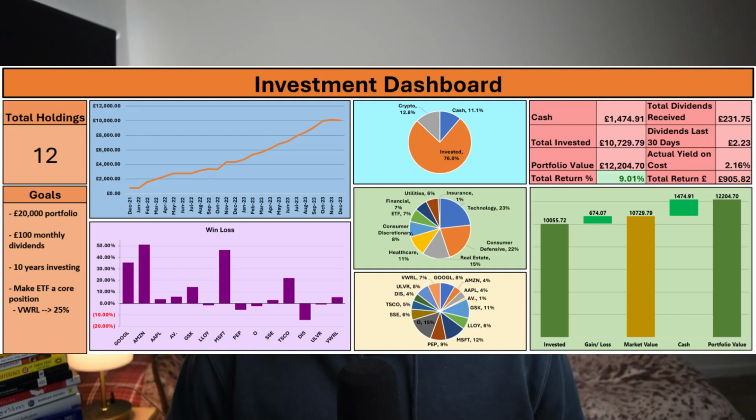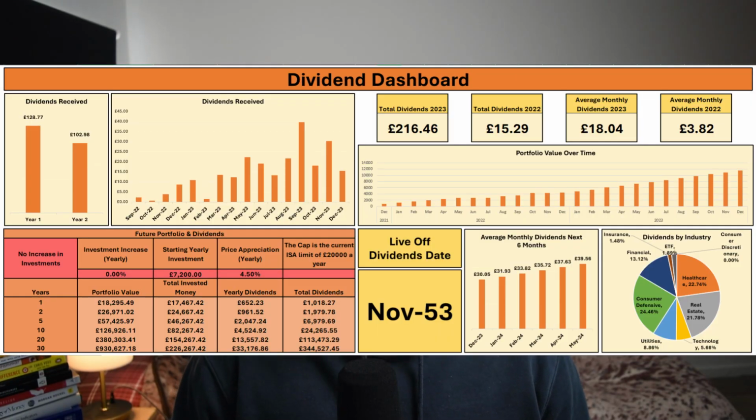I have built a spreadsheet for you, the spreadsheet you need for your investment journey. You can track all your investments, and you can track all your dividends. This spreadsheet you can download for free through the link in the description.